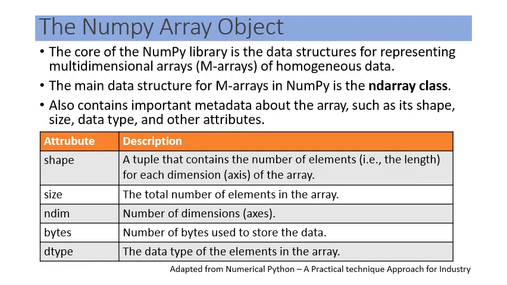The NumPy array object, the core of the NumPy library, is structured for representing multi-dimensional arrays of homogeneous data. The data structure for n-dimensional arrays in NumPy is the ndarray class. It also contains important metadata about the array, such as shape, size, ndim, which is the number of dimensions, nbytes, which is the number of bytes stored in the data, and dtype, which is what type of data is in the array.